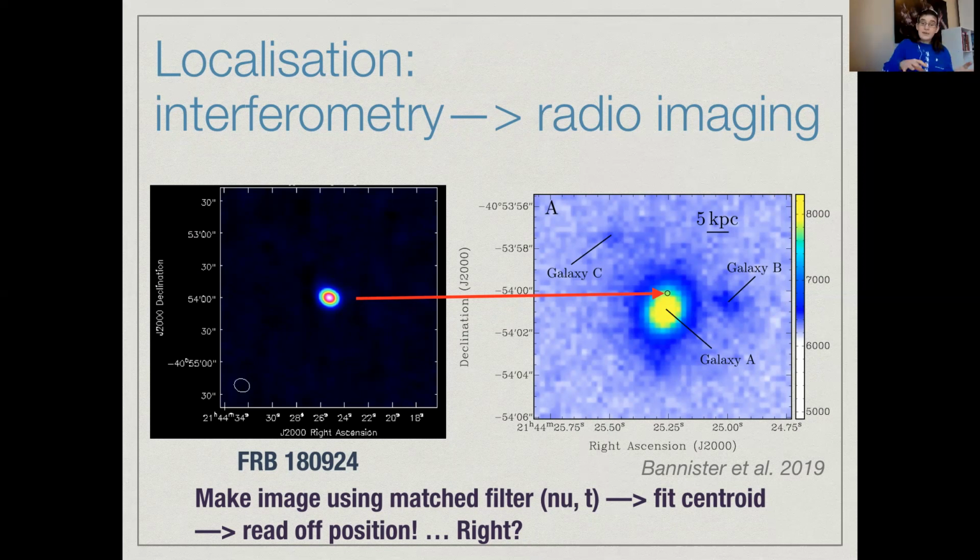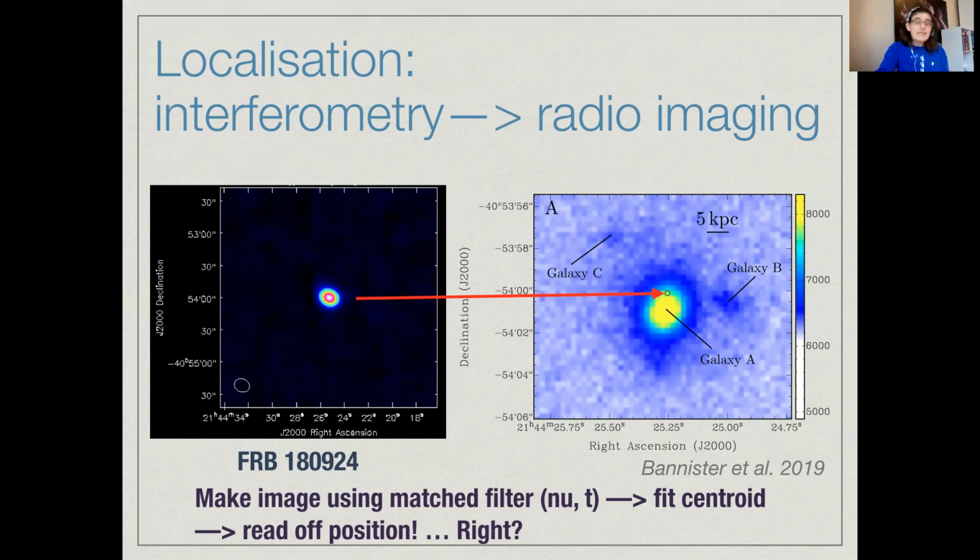So once we've made the image, something like the one on the left here, we can fit a centroid to the source, read off the position, and then we just add it over an optical image like the one on the right? Well, not quite. The precision to which we can read off that position depends on the signal to noise. And the accuracy of that position also depends on how good our calibration solutions are. If we haven't calibrated well, then the image can appear in the wrong part of the sky.